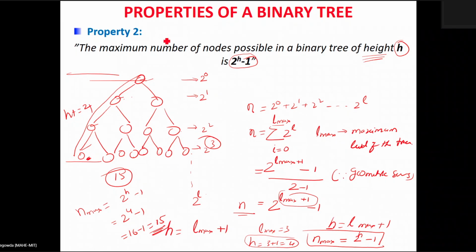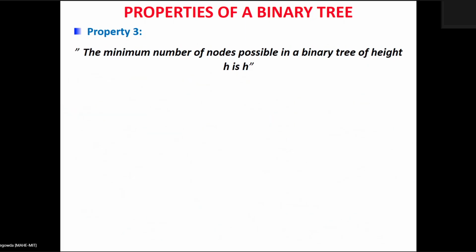Okay, so the maximum number of possible nodes in a binary tree of height h is equal to 2 power of h minus 1. We are talking about only the maximum number of nodes here, not the exact number of nodes. Okay, so this is about property number 2.